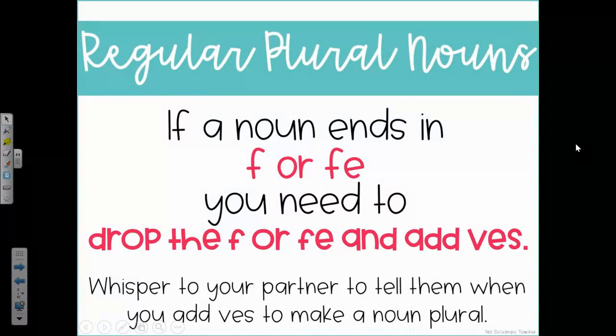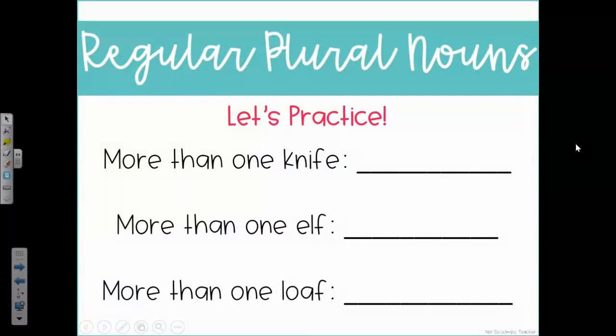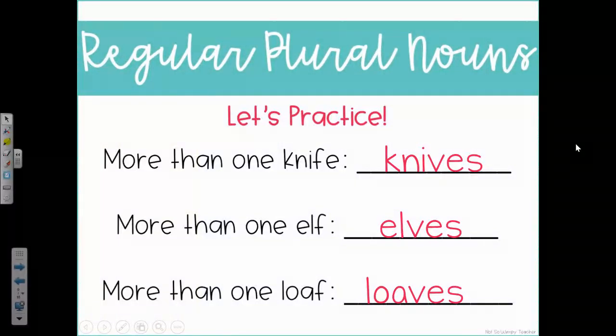If a noun ends in the letter F or FE, you need to drop the F or the FE and add VES. Look at knife. If you want to make knife plural, because it ends with FE, you need to drop the FE and add VES to make knives. Same with the word elf. To make it plural, drop the F and add VES for elves. And finally, loaf. If you have more than one loaf, you have loaves with VES at the end. Still regular.